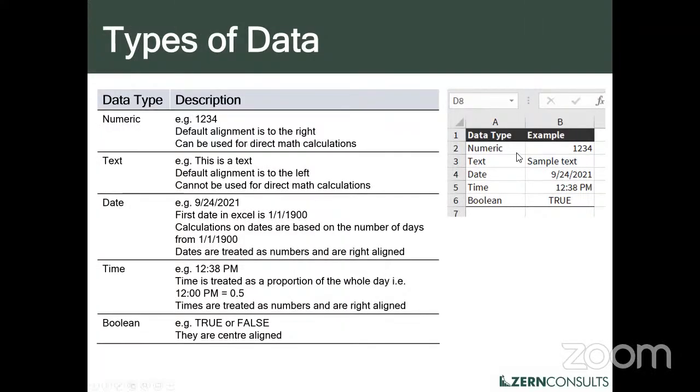So I said this is an example. You can see the number is right aligned. Everything that is a number is always right aligned. Date is right aligned. The Boolean is in the middle. Then text is left aligned.